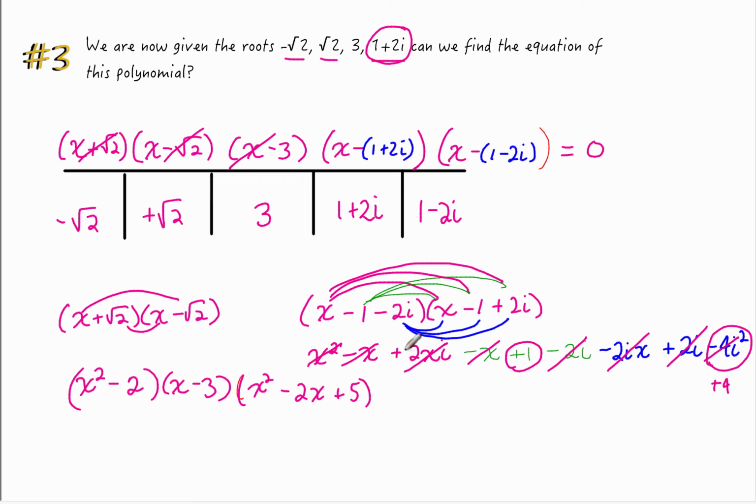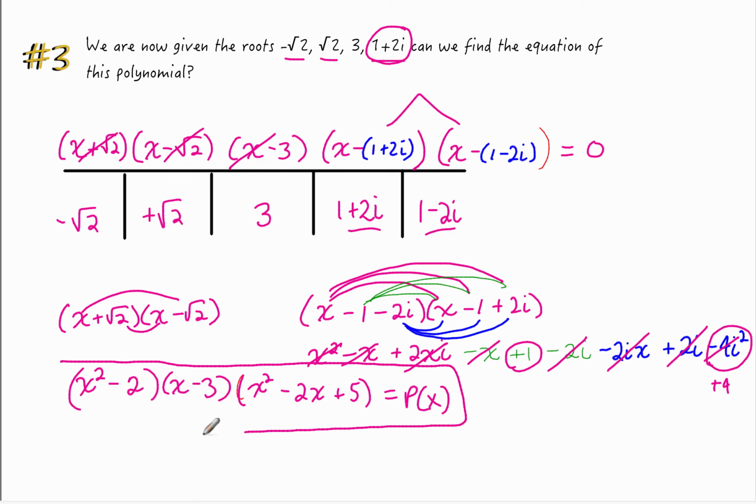Now, doesn't it make sense that these complex roots, when multiplied together, get you a trinomial? Because complex roots come from the fact that you couldn't factor a trinomial, and you had to do the quadratic formula, or you had to do completing the square. So finally, we get the equation who has the roots of negative radical 2, positive radical 2, 3, 1 plus 2i, and 1 minus 2i.